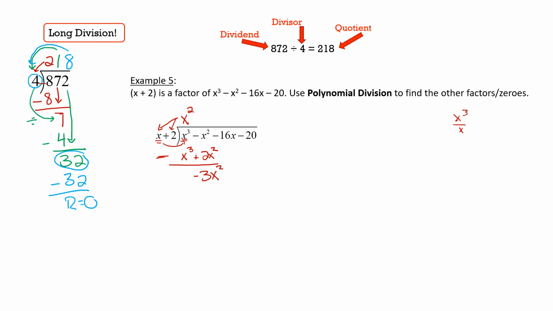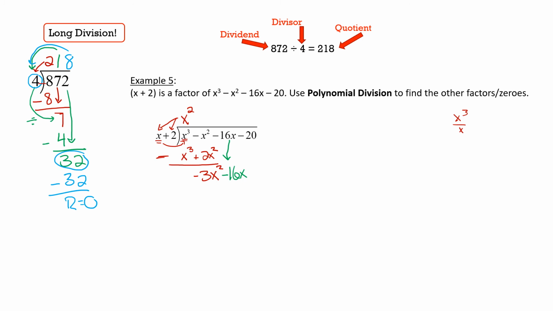Okay, that's the first step. Now, moving along, I've got to bring down the negative 16. So that's a negative 16x, that comes down. So now I'm on to my second step here.